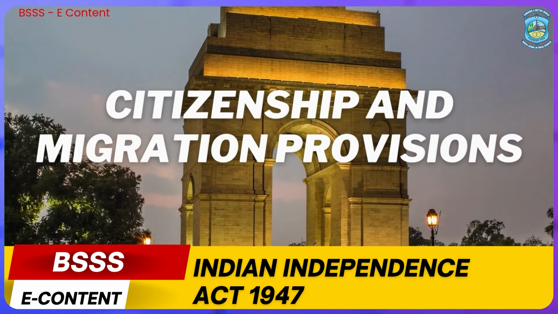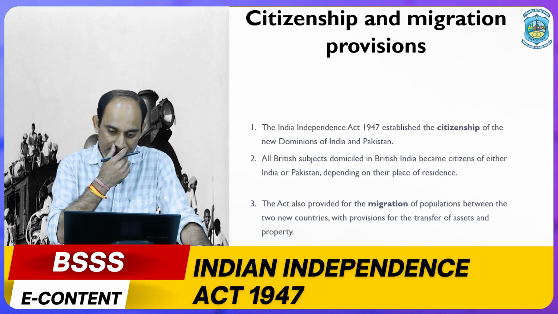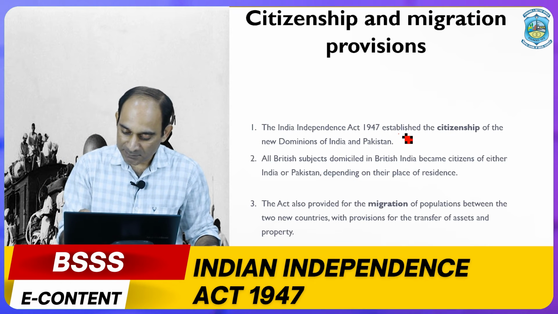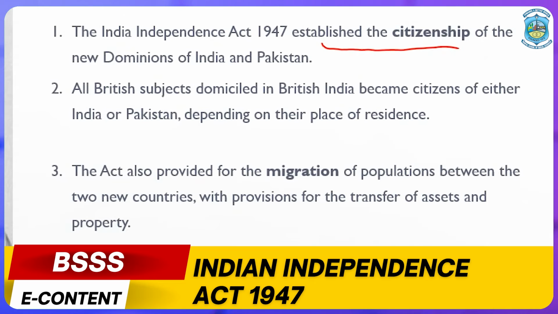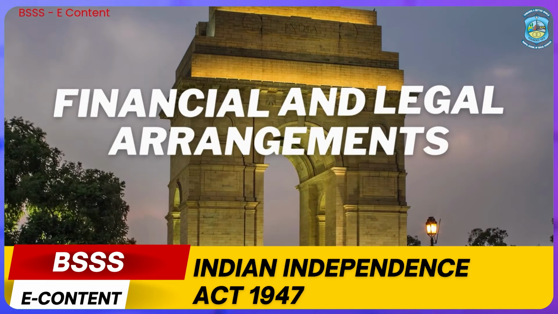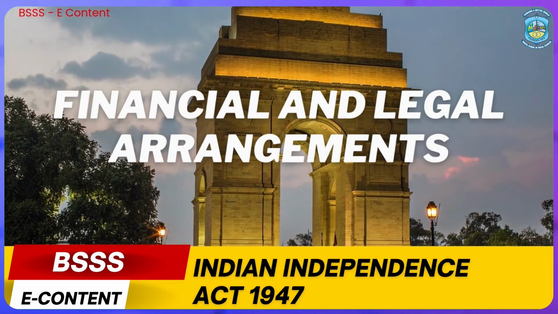Regarding the citizenship and migration provisions, the Act establishes the citizenship of the new dominions of India and Pakistan, and all citizens, especially British subjects domiciled in British India, became citizens of either India or Pakistan depending on the place of their residence. The Act also provided for the migration of population because of the partition, with provisions for the transfer of assets and property between the two new countries. There are also some provisions regarding financial and legal arrangements.